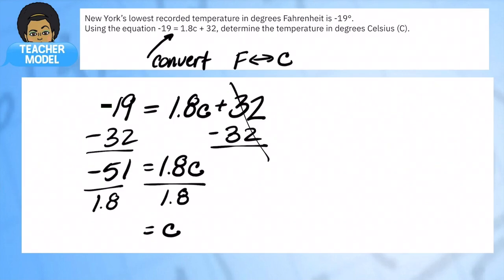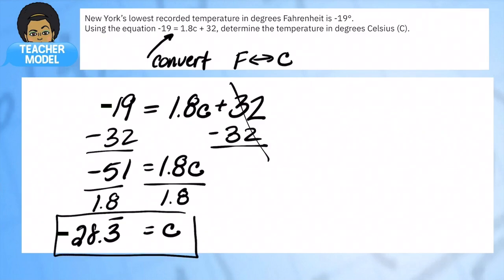And I'm going to use my calculator. And at this point, it's fine to use our calculator. -51 divided by 1.8 is equal to -28, and repeated, you're going to get 0.33333. So I'm going to write -28 and repeated 3 for C. So here's our one solution. Hit pause so you can jot this one down into your notes.